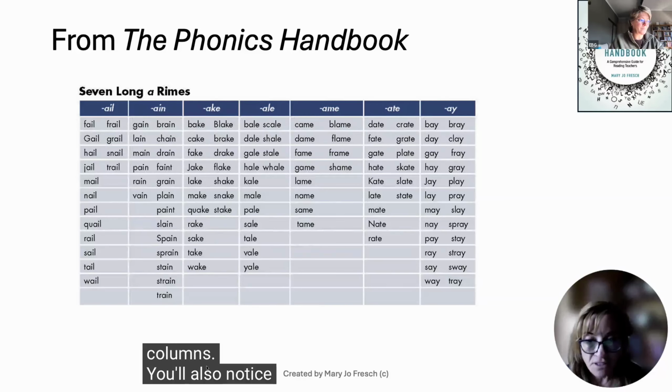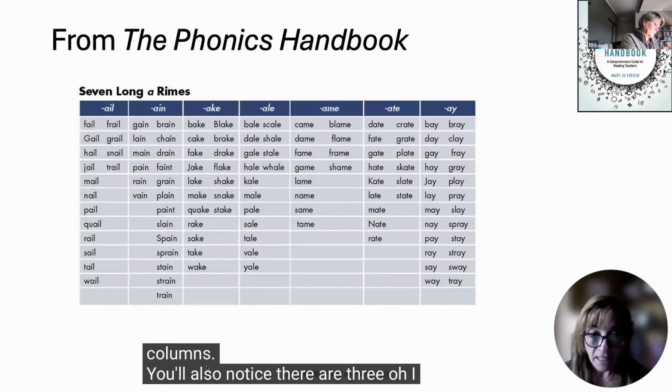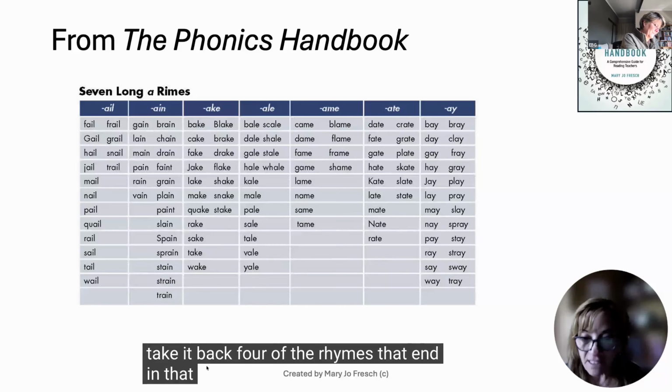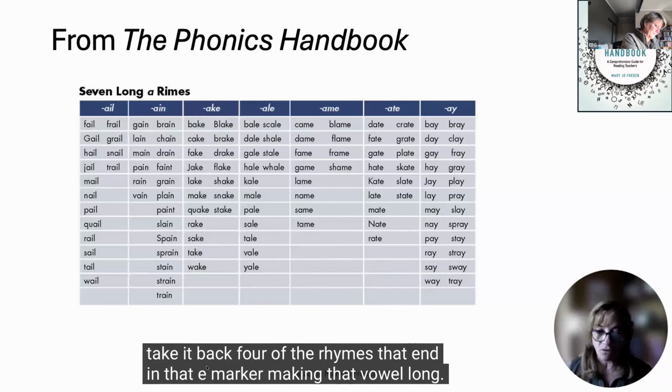You'll also notice there are four of the rhymes that end in that E marker, making that vowel long. We have one long E rhyme, E-A-T. So we have beat and heat and eat, but we also have cheat and pleat.